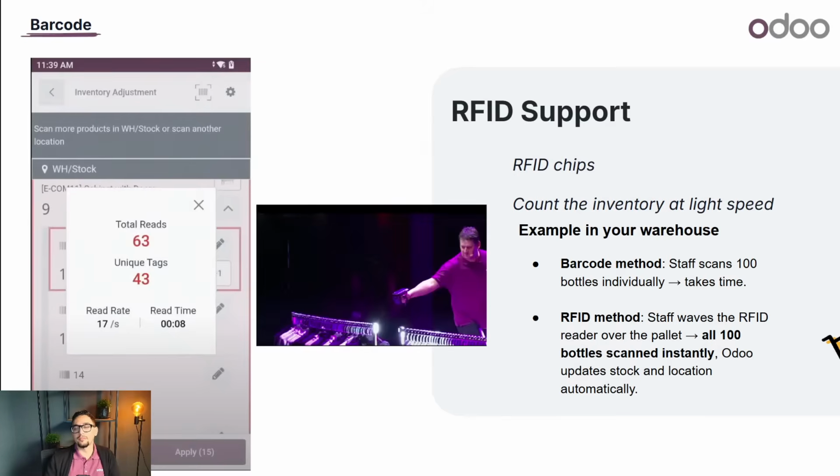Now that we have the RFID method that is integrated with Odoo, I can just wave the RFID sensor over the pallet and all 100 bottles will be scanned instantly, and Odoo will automatically update the stock and send it to the right location. So as you can see here, it read 63 with 43 unique tags in 8 seconds.